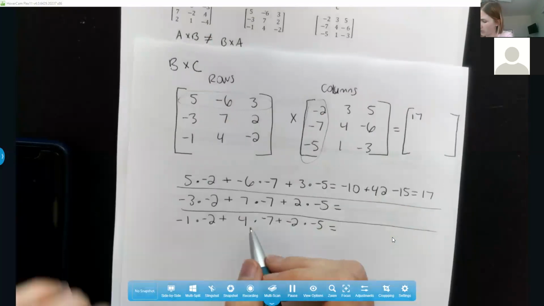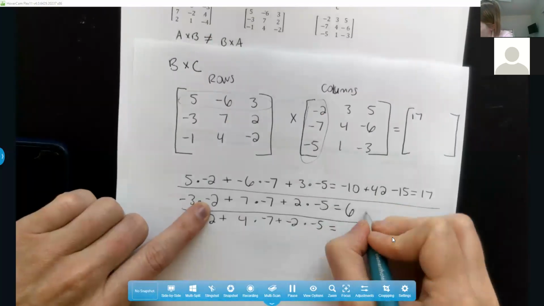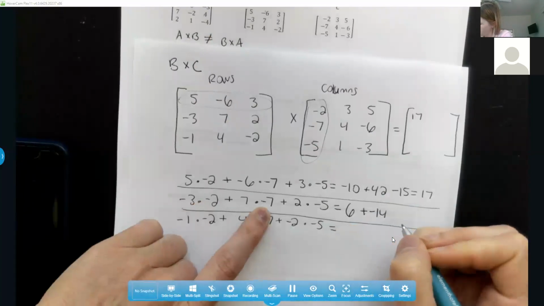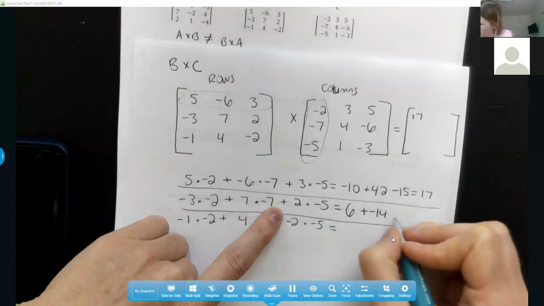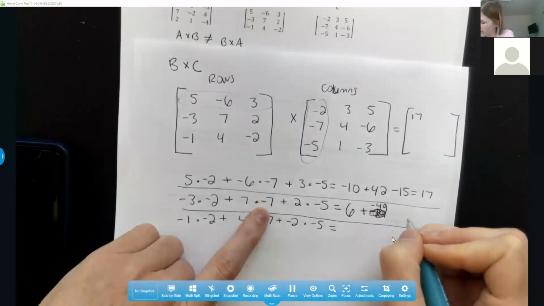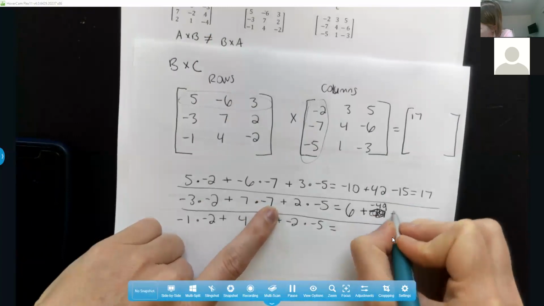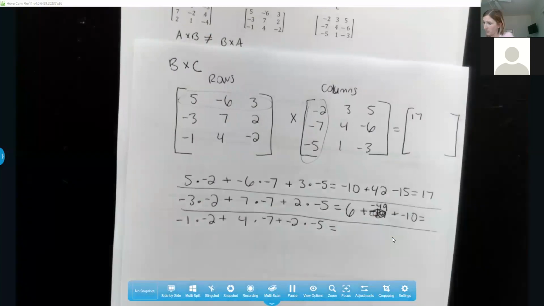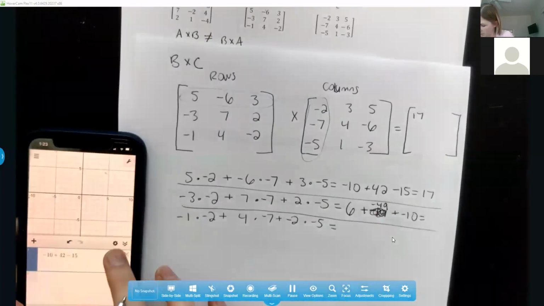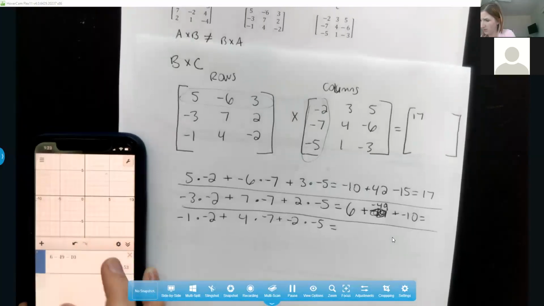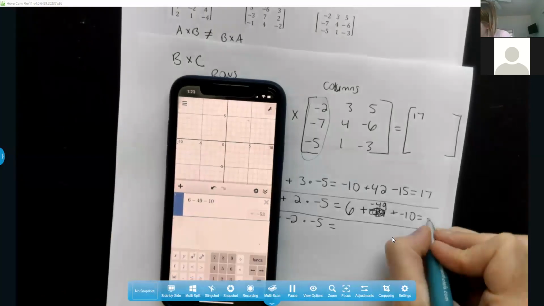Yeah. All right. So -3 times -2 is 6, plus a -49. 7 times 7. And then plus a -10. All right, let me add these up. 6 minus 49 minus 10. Right, and again, -53.